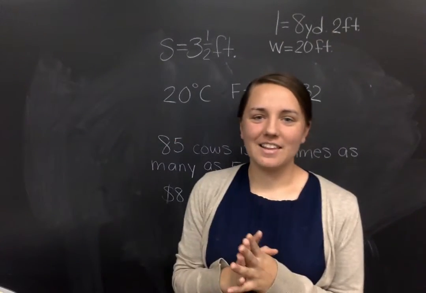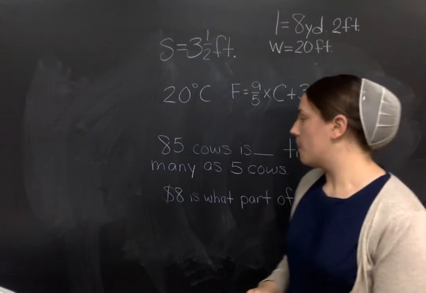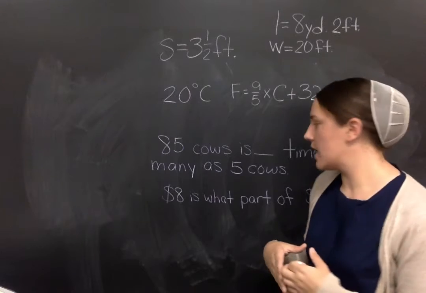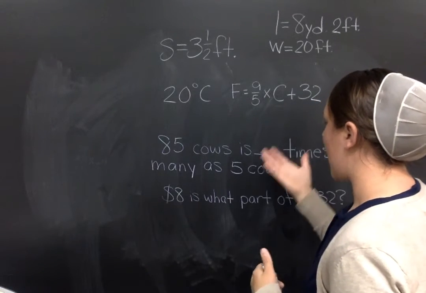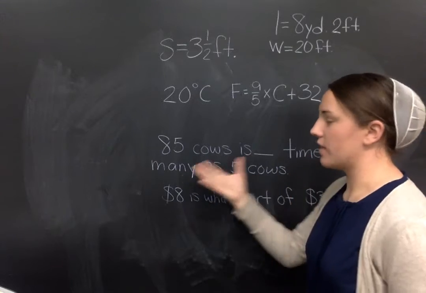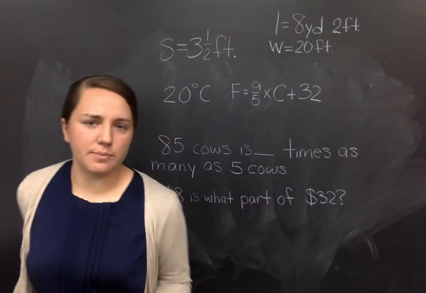Okay, now that we've gone through that, let's just review a few more things here on the board. So we talked about when we're finding what part something is of something else, and we talked about having numbers in which one is how many times more than the other number. So how do we figure these things out? How do we work with these problems?